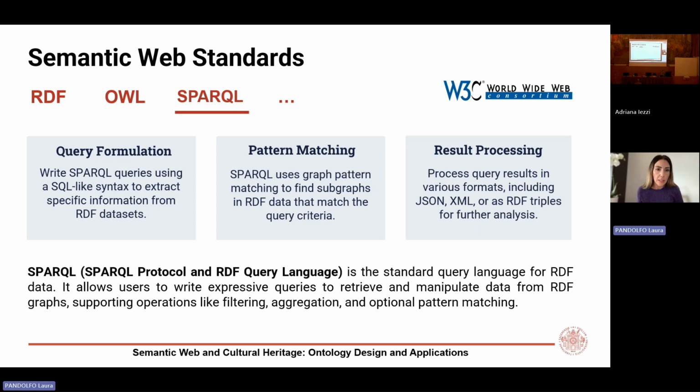The next standard is SPARQL, which is the standard query language for working with RDF data. The main benefit of SPARQL is that you can perform graph pattern matching to find parts of the RDF data that meet your specific query criteria. This allows us to retrieve exactly the information we need.